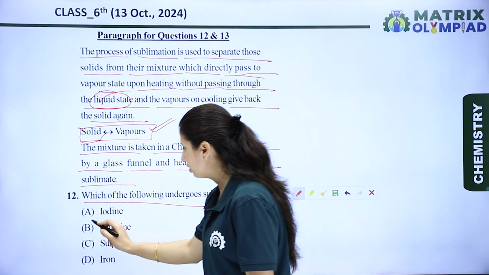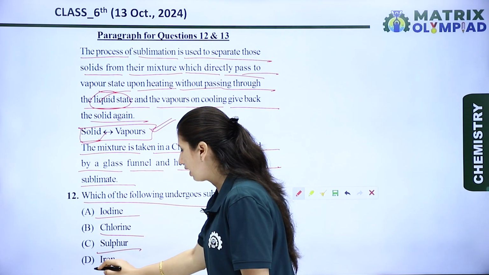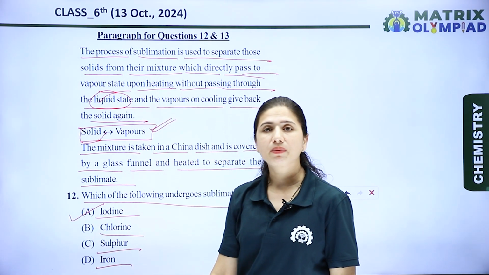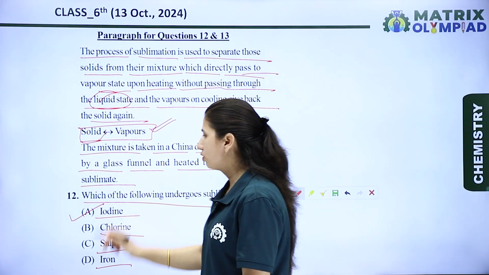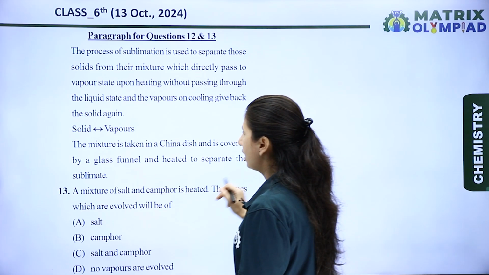Okay, now let's see which of the following undergoes sublimation. So now there are different options. First is iodine, chlorine, sulfur, and iron. We know that iodine is a sublimable substance, so it can easily convert from solid to vapor state. So option A is the right option for this question. Now let's see the next question.